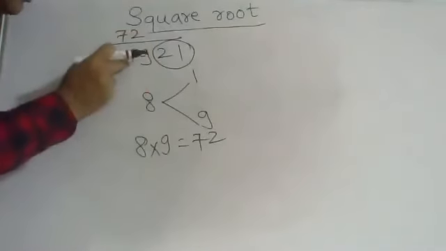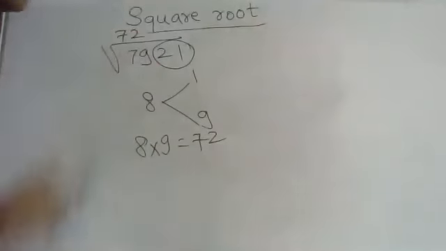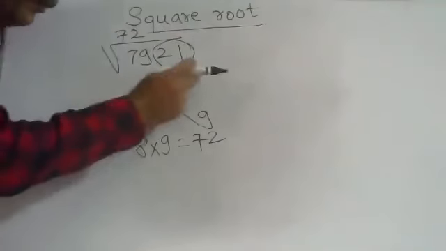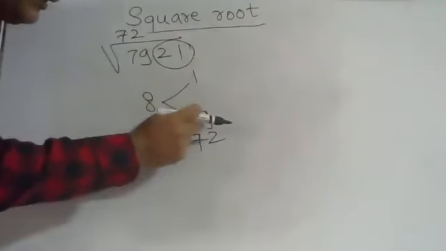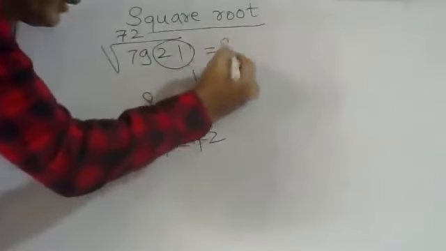72. We have to think about our number, that is 79. 79 is a bigger number. So which is a bigger number from 1 and 9? That is 9. What is your answer? Answer is 89.